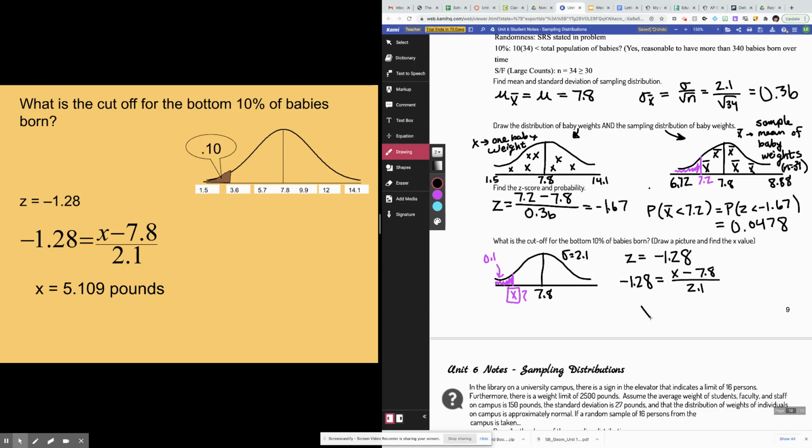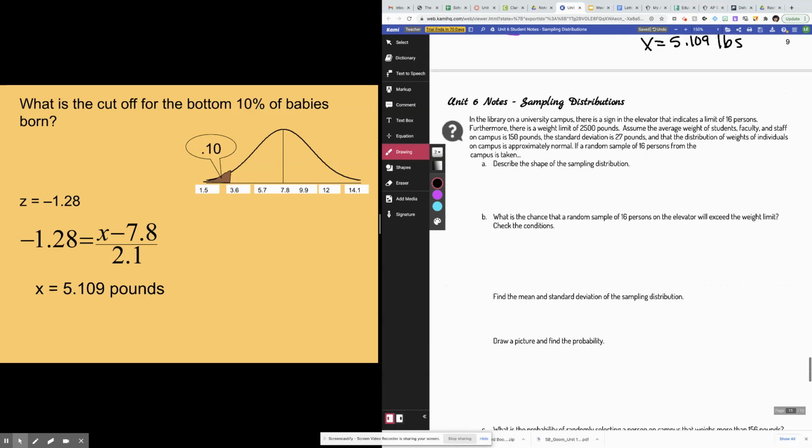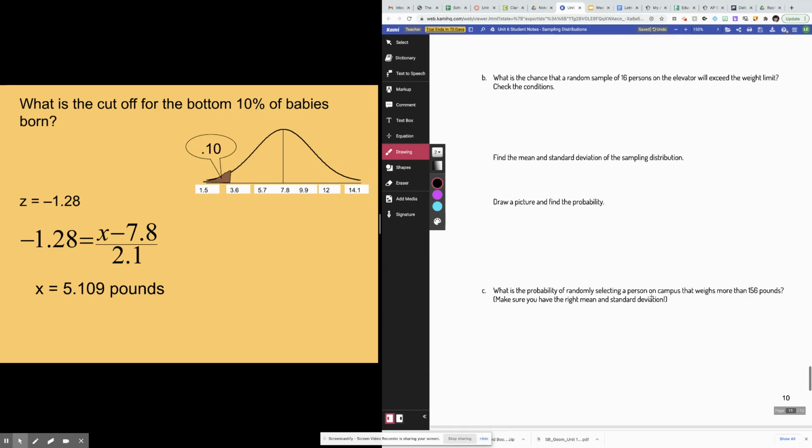And when I did that, I got that x was 5.109 pounds. Okay, so that is the cutoff, the bottom cutoff for the bottom 10% of babies born in this population. All right, so I know that that problem was kind of long and involved.